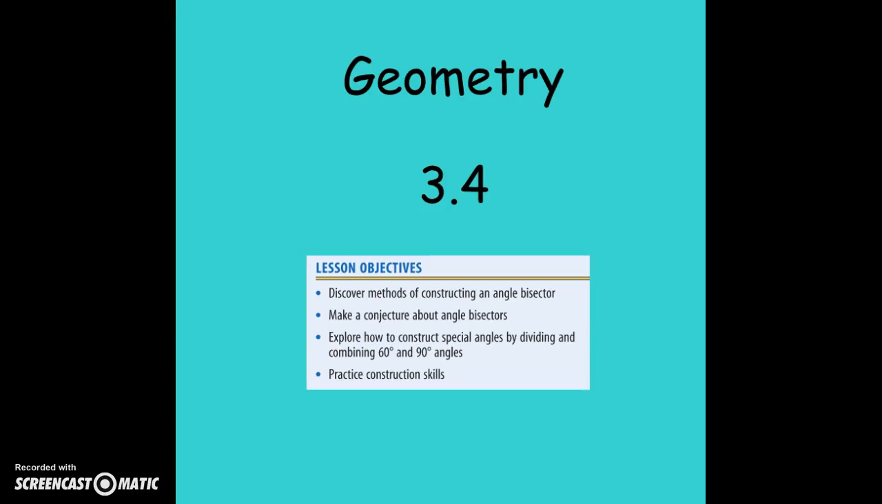This is Geometry Lesson 3.4. We're going to be talking about constructing an angle bisector and how to divide angles.